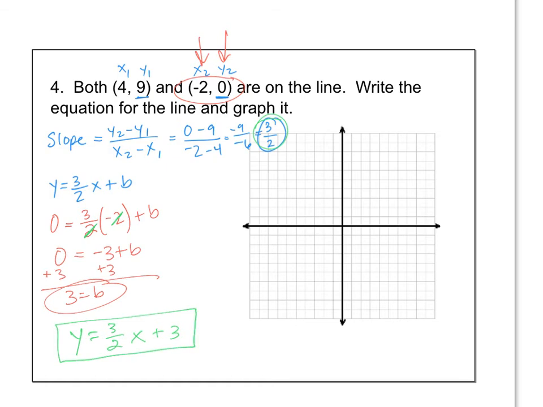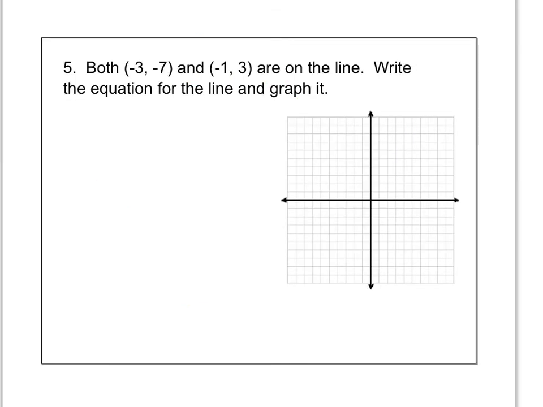So now we need to graph this one. So think about where your first point goes. Your first point goes at the y-intercept, and the y-intercept is 3. So we're going to go up 3, and put a dot on the y-axis. And then from that dot, you're going to do your slope, which is 3 over 2. So you're going to go up 3, right 2, put a new dot. Connect, and voila, you have your graph.